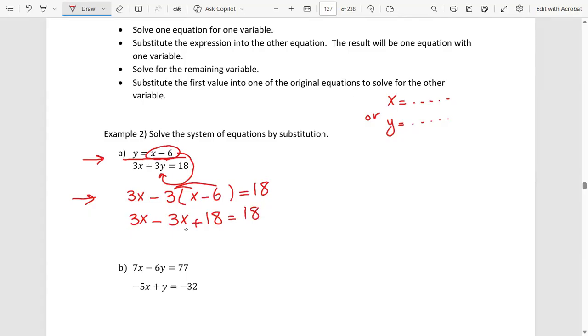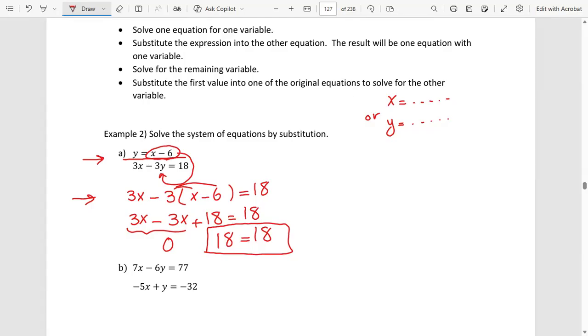Okay, combine like terms. 3x minus 3x is 0. So we are just left with 18 equals 18. The x completely cancels. There is no x that I can find, and I only have 18 equals 18. Every time you see the variable completely cancel and you don't have the variable in the equation, you have to look at the remaining equation. Is this a true statement or a false statement? Is 18 equal to 18? Yes, so that's a true statement.